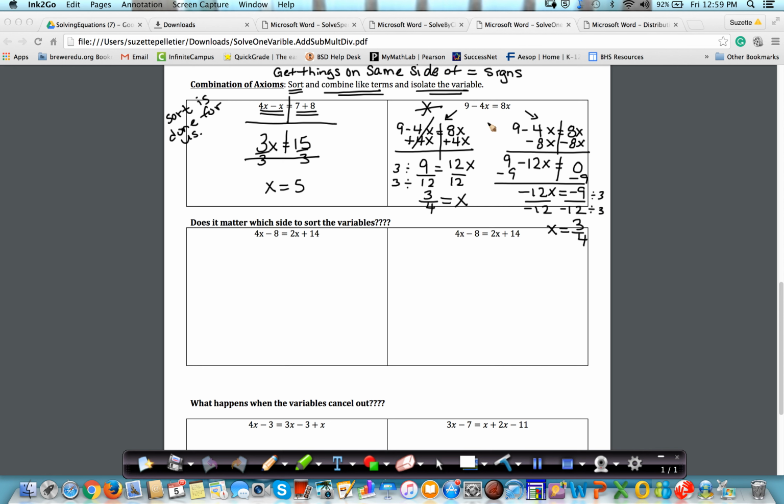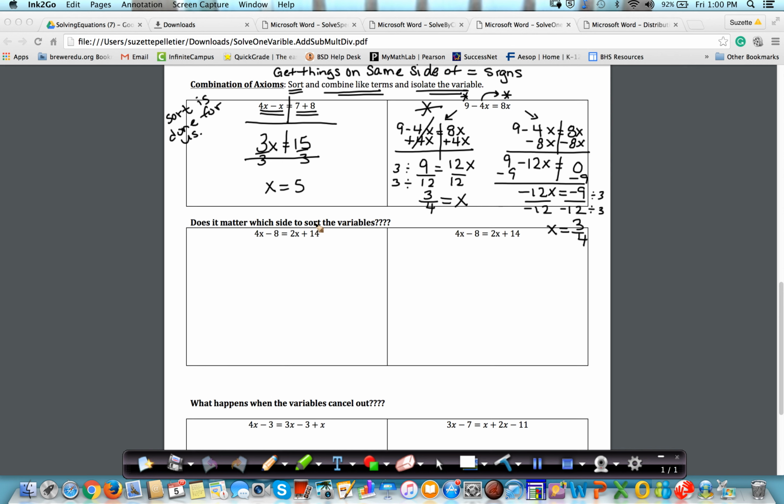So take a minute before you start the process and think about which way would make sense. Since the x's are together over here and the number is all by itself over here, it makes sense to take that guy and move it over there and be with the x's, and then you're already down to this step and ready to go. This one involved much more moving and sorting. Okay, so think about that and make it easier for yourself.